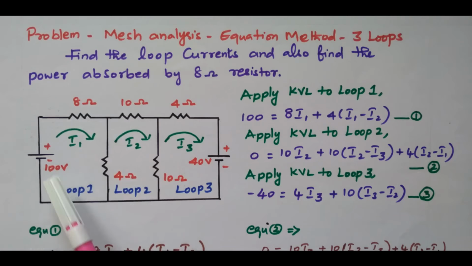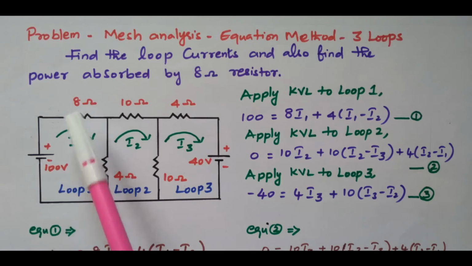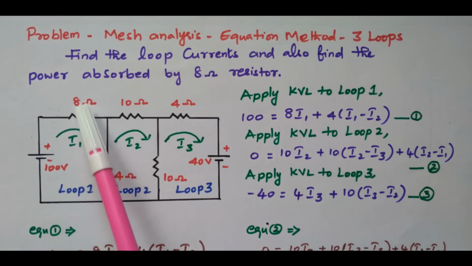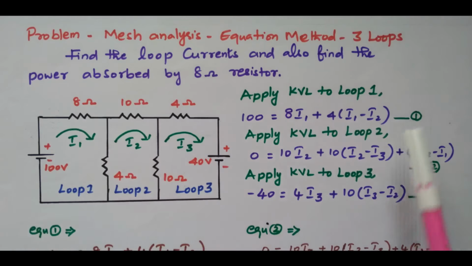So what is potential rise? This 100 volt source is a potential rise. The 8 ohm and 4 ohm resistors are available, and this is potential drop. Voltage is dropped across the 8 ohm and 4 ohm. So this 100 volts is equal to the voltage drop across 8 ohm and 4 ohm. That is given by Kirchhoff's voltage law: potential rise equals potential drop. Based on that we can frame the equation.